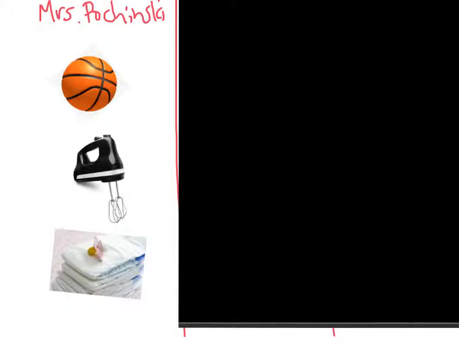Let's start this work by creating some theories about your teachers. For each teacher, there are 3 items that represent something important from their lives. These details give you a little insight as to who your teachers are as a person. So let's take a look at myself. My 3 items are a basketball, a hand mixer, and some diapers.